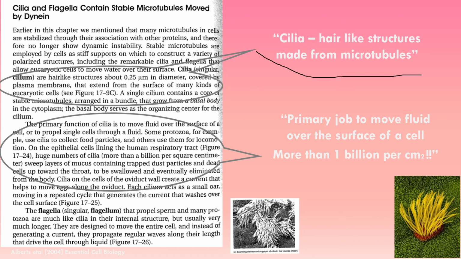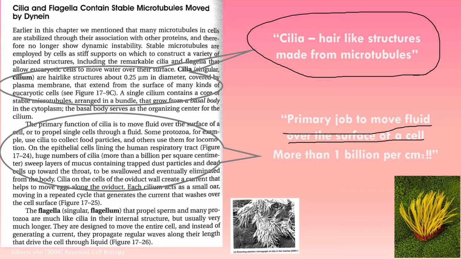Cilia are hair-like structures made from microtubules, and here's another quote to say that they move fluid over the surface of the cell, and you can find almost 1 billion per centimetre squared on your trachea. Now that's insane. It shows you how small they are. 1 billion per centimetre squared.